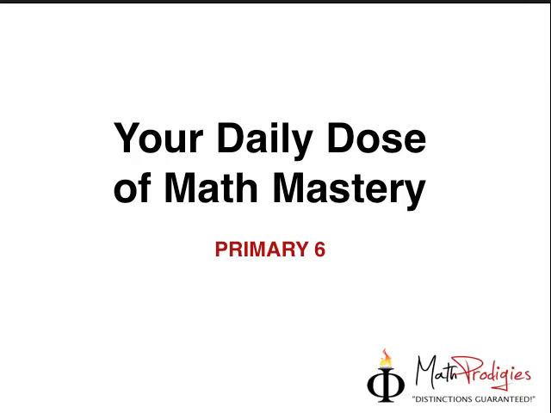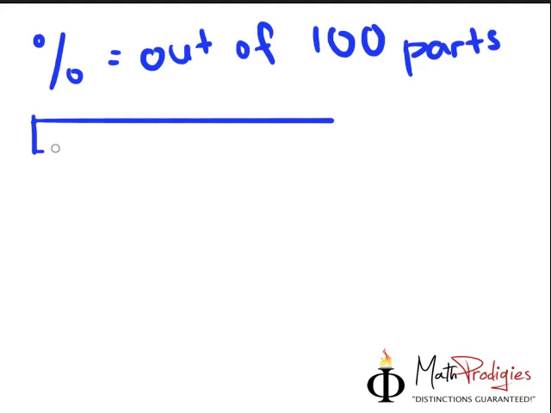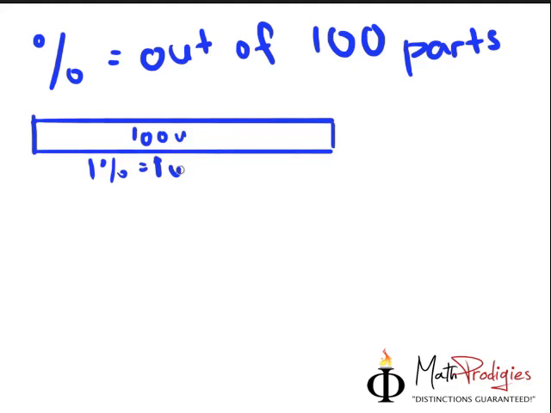Now let's do a quick recap of what percentage is before we go into the questions, alright? Percentage is basically out of 100 parts. If you were to draw a model, or take something, you divide it by 100 units, okay? So 1% will be 1 unit, 100% will be 100 units.